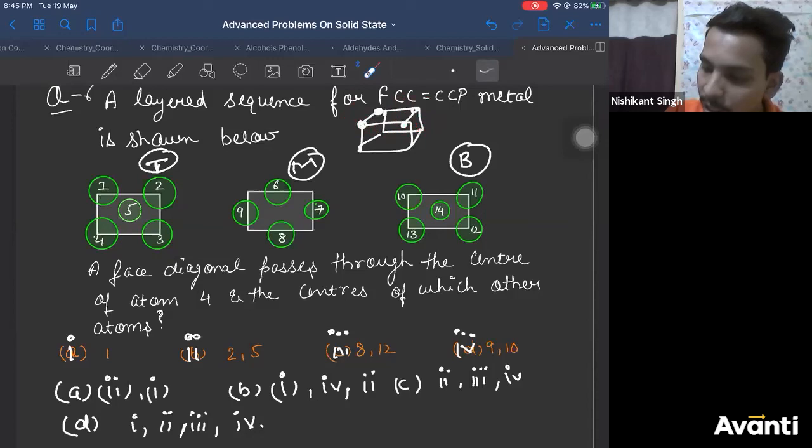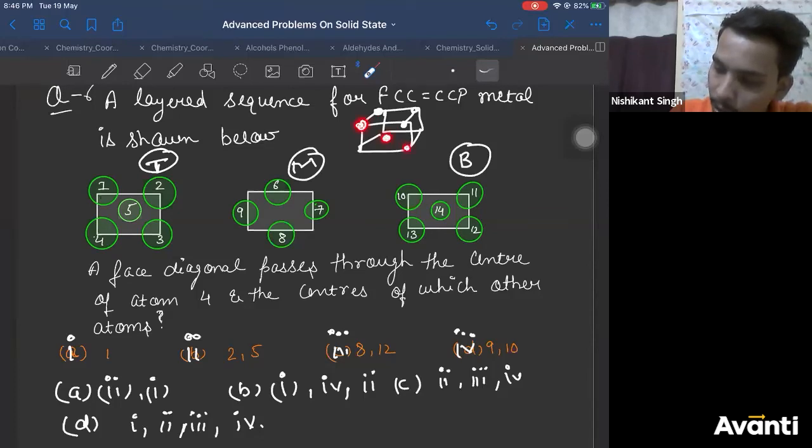So if this is 4, this is 9. Then the bottom corner here is 10. So 9 is the face center, 10 corner, 4 corner. So one face diagonal passes through 4, 9, 10. So 9, 10 can also be the answer. Now let us check 8 and 12. Where is 8? So 8 is this face center. So this is your face center 8. So this is 4. This is 8.